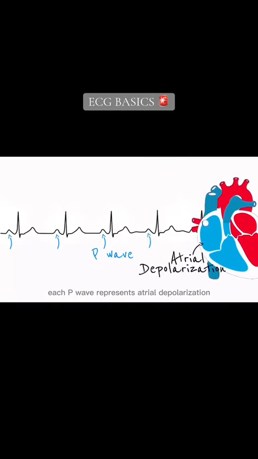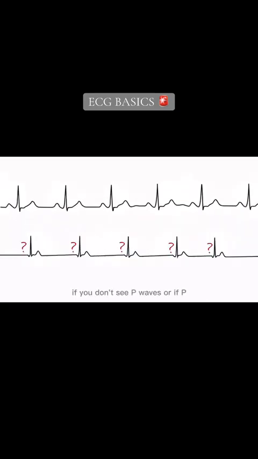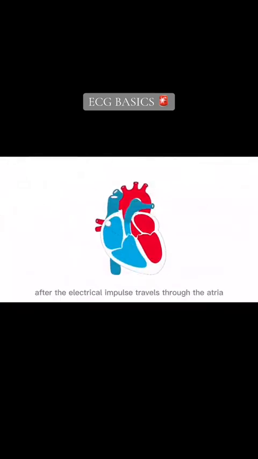Each P wave represents atrial depolarization, originating from the sinoatrial node. That means the impulse started where it's supposed to start. The atria are being activated normally, and the heart's electrical system is functioning in the correct sequence. In normal sinus rhythm, every QRS complex must have a P wave before it. P waves should be consistent in shape, and they should occur at regular intervals. If you don't see P waves, or if P waves are not consistently related to QRS complexes, then the rhythm is not sinus.